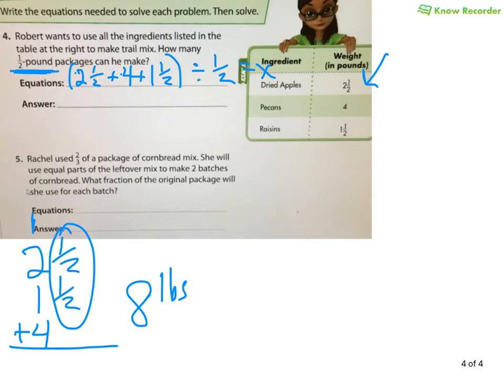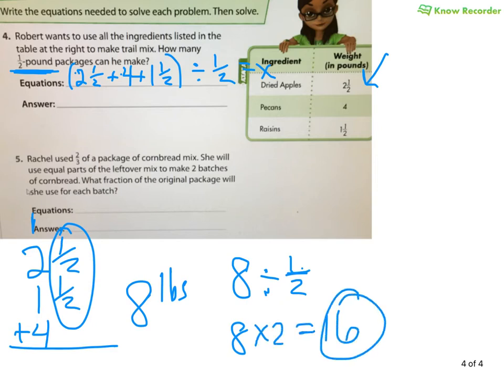Now I'm going to break these 8 pounds into half-pound packages. So it's 8 divided into 1/2 pound packages. 8 times 2, 16. 16 half-pound packages. Hooray.